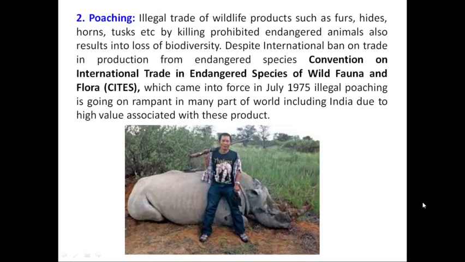The second threat is poaching. Poaching means illegal trading of wildlife products such as furs, animal skin, hides, horns, tusks of elephants, etc., by killing prohibited endangered animals, which also results in loss of biodiversity. Although there is an international ban on trade in products from endangered species, through the Convention on International Trade in Endangered Species of Wild Fauna and Flora, and this ban came into existence in July 1975, besides this ban, illegal poaching is going on rampant in many parts of the world, including India, due to the high value associated with these products. So hunting, poaching and illegal trading are also responsible for loss of biodiversity.